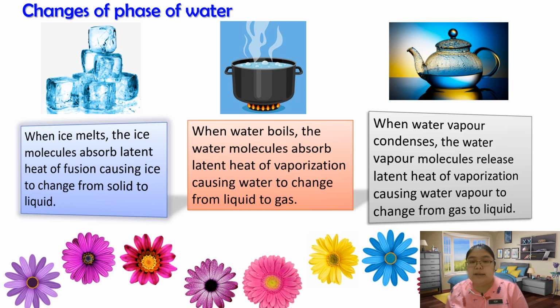Another situation is when water starts to boil. When the water starts to boil, the water molecules absorb the latent heat of vaporization. After that, this causes the water to change from liquid to gas. Now the third situation is when the water vapor condenses. Now they reverse. The water vapor molecules release the latent heat of vaporization. In this situation they release heat, causing the water vapor to change back to liquid. From gas, go back to liquid.